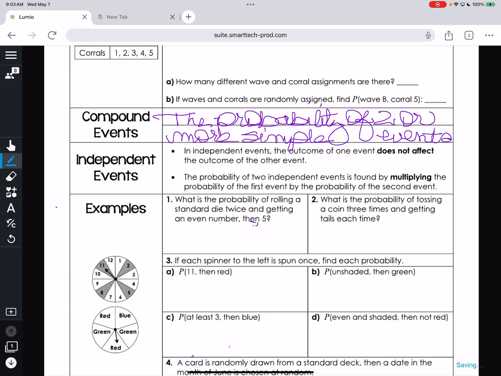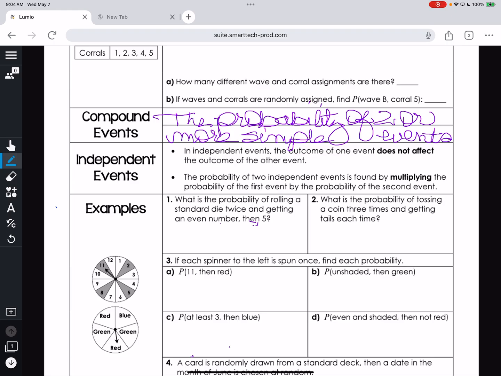Now, if I say something is independent, what's the difference between independent and dependent? If you were talking about something being independent versus dependent, which one would be affected by the other? Dependent. So keep that in mind. We're going to be looking at independent, where it's just like what you've just been doing. Dependent is going to take a turn.